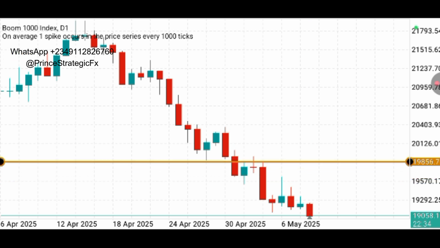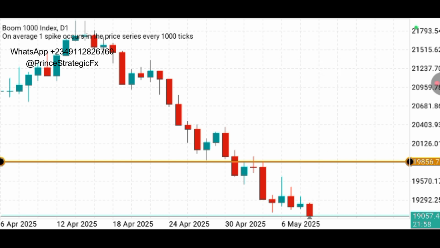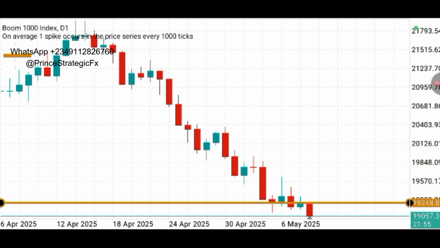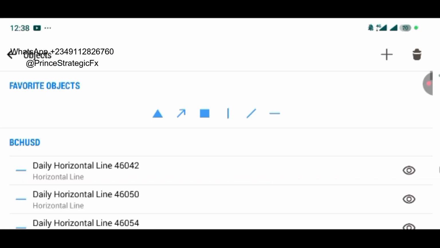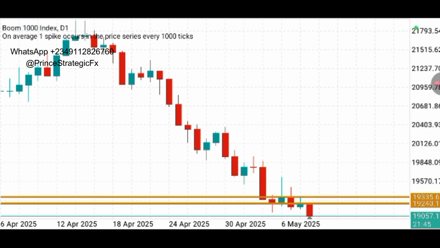Inside of Boom 1000, you will discover that this particular candle here is where price started for today, while this one is our previous daily candle. So where is the close and where is the open, considering what we are seeing here? I will show you. This here is the close, and the next place here is the tip of that wick.